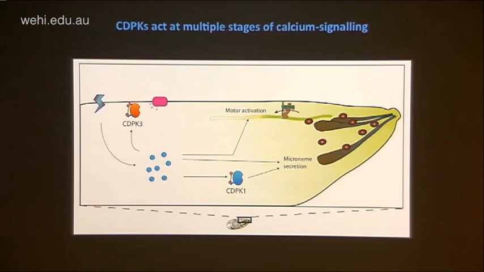So that was the model we were left with. CDPK3 is phosphorylating some protein, probably in the plasma membrane. Remember that its localization is essential to its activity. It is acting in some way alongside other, possibly redundant, calcium signaling cascades to activate the actomyosin motor and to activate microneme secretion, to allow parasites to egress from host cells.